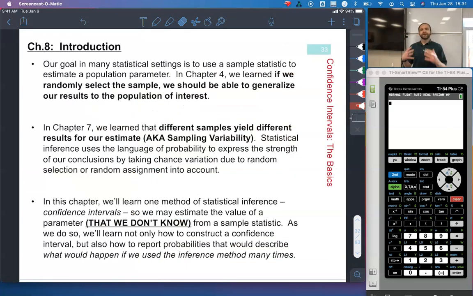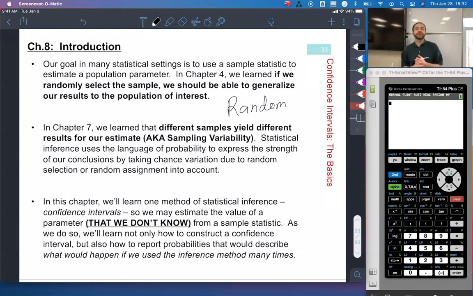So let's begin. Here are some things to keep in mind with Chapter 8 in the beginning. And one of them is our goal in many statistical settings is to take a sample statistic, our x bar or our p hat, and estimate a population parameter. And one of the key things was that in Chapter 4, in order for us to generalize our results into a population of interest, to infer our results on that, we need random selection. And that was a big thing in Chapter 4. And so maybe when we're discussing our conditions, maybe one of the conditions deals with being randomly selected.